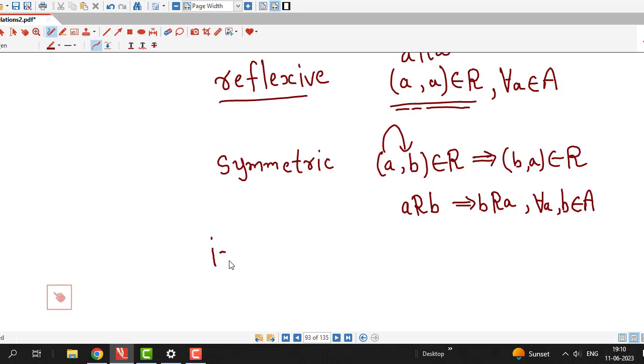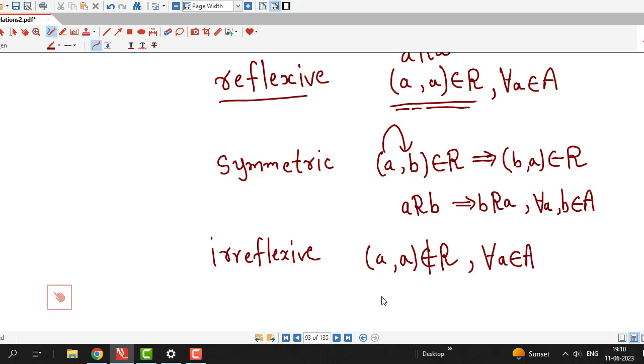Another property we have seen is the irreflexive relation. Irreflexive relation means that elements of this type, (a, a), are not present in our relation for every a in the given set. That is, no element is related to itself by the relation R.